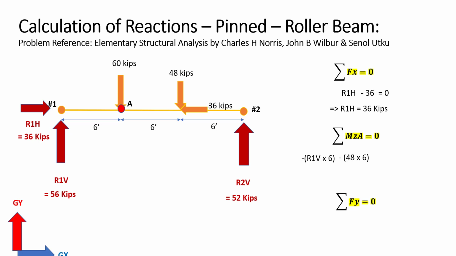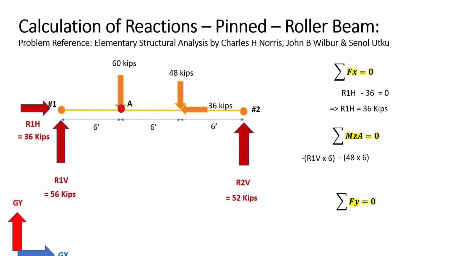Then the next thing that we have is the applied vertical load of 48 kips, which is situated at a distance of 6 feet from point A. That too would create a clockwise moment of magnitude 48 into 6, and since it is a clockwise moment, it would be preceded by a negative sign. The applied load of 60 kips won't create any moment because it is acting right through point A. And the horizontal loads, both R1H and the load of 36 kips, are passing through point A, so that won't create any moments either.